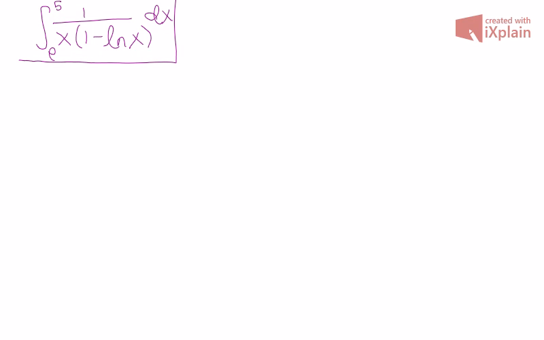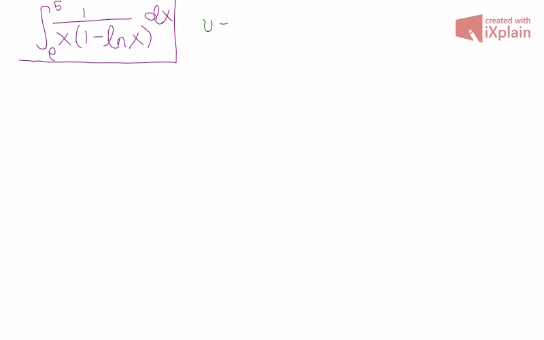Here we have the integral of 1 divided by x multiplied by 1 minus ln of x dx, integrated from e to 5. Well, if you remember, the derivative of ln of x is equal to 1 over x, and that's good because we have 1 over x right here. So let's start by using u substitution.